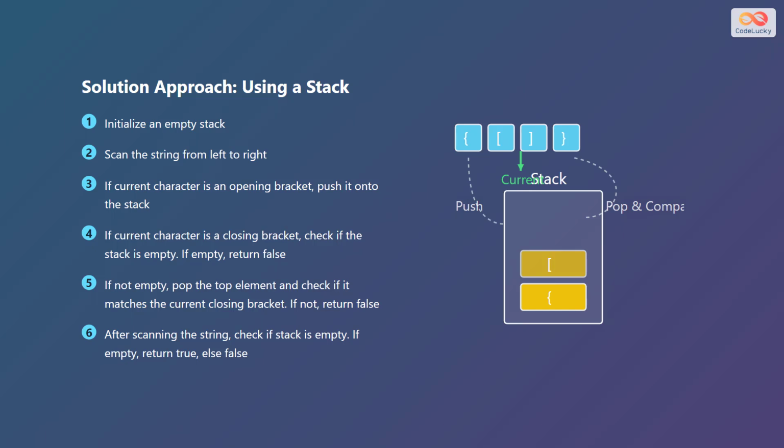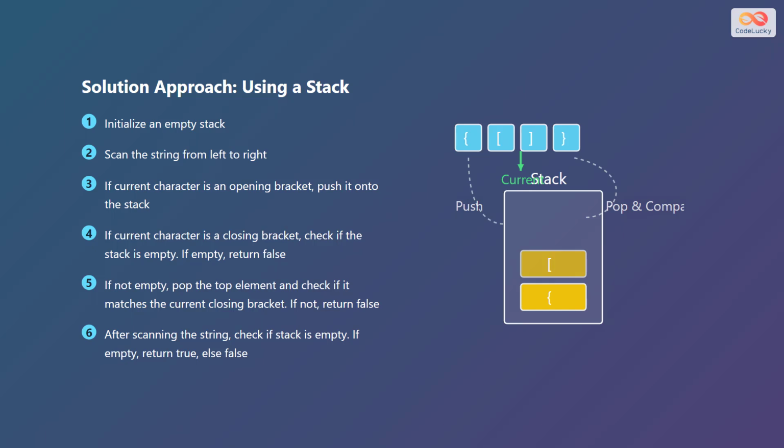Let's discuss how a stack can solve the valid parentheses problem. First, initialize an empty stack. Then, scan the string from left to right one character at a time. If the current character is an opening bracket, push it onto the stack. If the current character is a closing bracket, first check if the stack is empty. If it is empty, that means there is no matching open bracket, so return false.